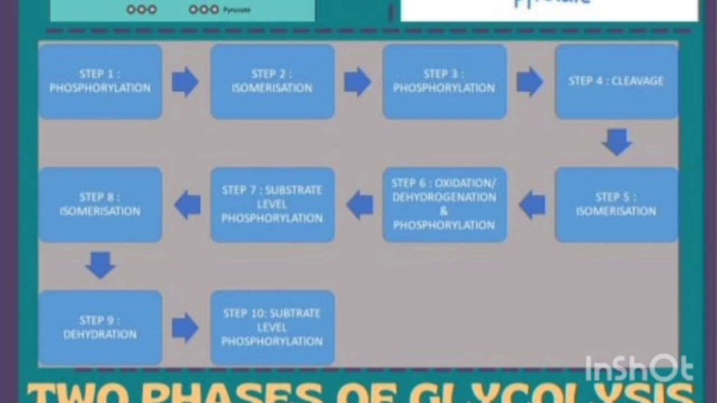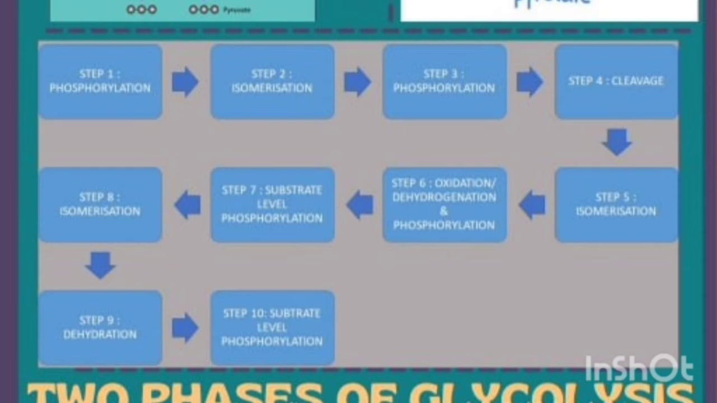Step 4 is cleavage. Fructose 1,6-bisphosphate is hydrolyzed to form DHAP and G3P. Step 5 is isomerization. The succeeding reactions of glycolysis utilize G3P as a substrate. Thus, DHAP is isomerized to form G3P. The two molecules of G3P then undergo identical reactions in the energy payoff phase.